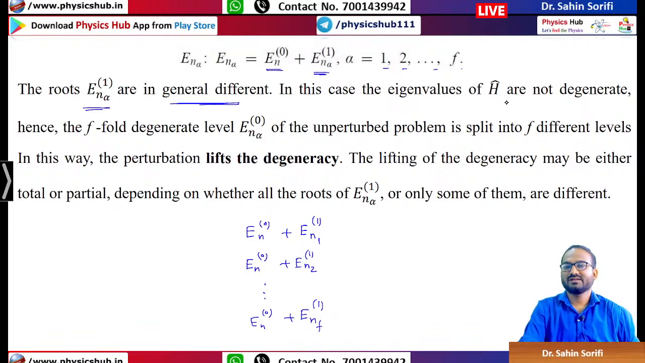In case the eigenvalues of H are not degenerate, the F-fold degenerate level E_n^0 of the unperturbed level is split into F different levels. That is why we say that the perturbation lifts the degeneracy. The lifting may be either total or partial.